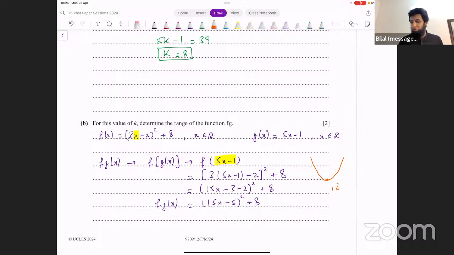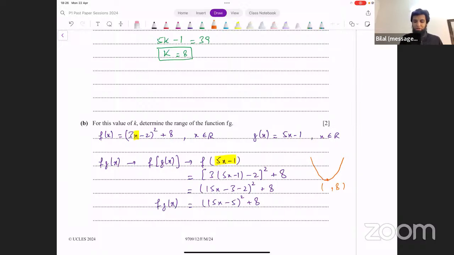The y coordinate of the turning point is 8. That's all that we're looking for. We don't really need the x coordinate. If we had to find that, it would be x equals 5 over 15, which is 1 over 3. But whatever the x coordinate is, the y coordinate is 8. So what about the range of the function?